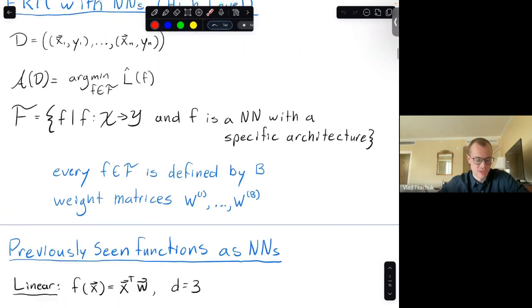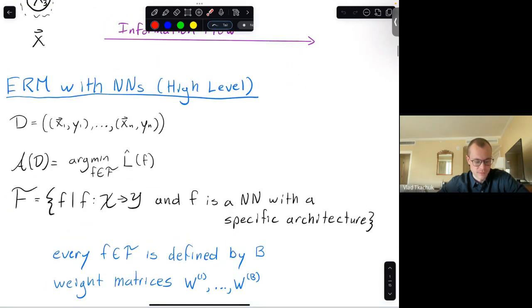Okay, and then we saw that ultimately, everything that we've learned in this class stays the same. The only thing that's changed is the set of functions that we're using for predictors are now neural networks. And so this ERM algorithm that we've been using throughout the course is exactly the same, except the function class has now been changed to be functions that map from features to labels, but the function is now a neural network.